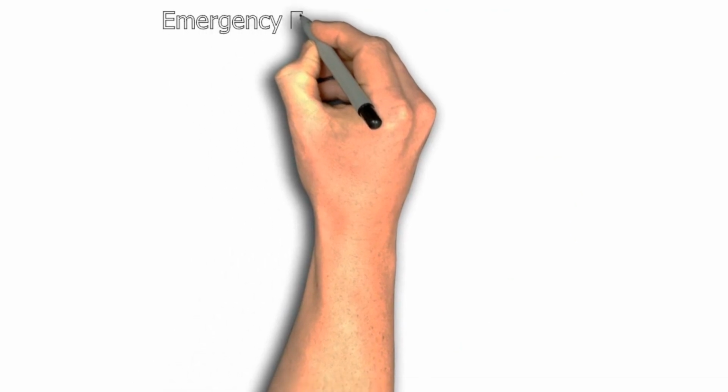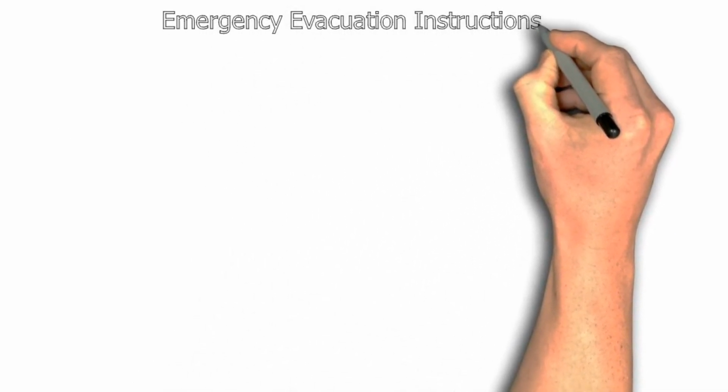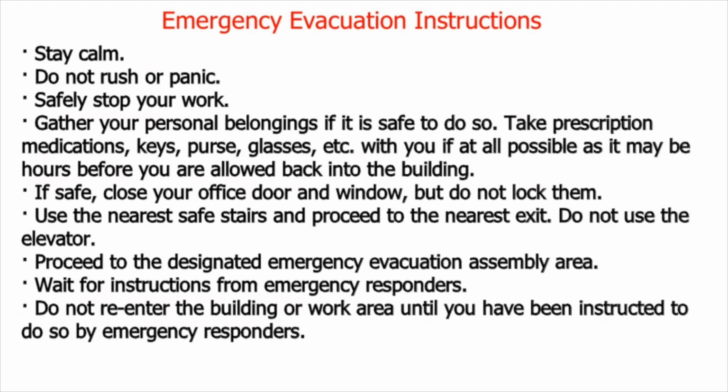Emergency evacuation instructions. Stay calm. Do not rush or panic. Safely stop your work. Gather your personal belongings if it is safe to do so. Take prescription medications, keys, purse, glasses, etc. with you if at all possible, as it may be hours before you are allowed back into the building. If safe, close your office door and window, but do not lock them. Use the nearest safe stairs and proceed to the nearest exit.